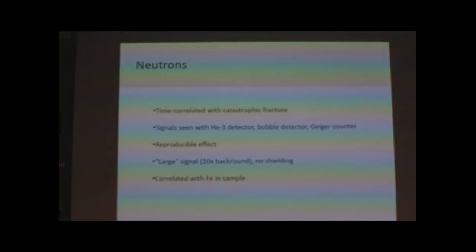And in this case, it's correlated with iron in the sample. So if they have stones that don't have iron in it, they don't get neutrons. The stones that do have iron in it, they do get neutrons.